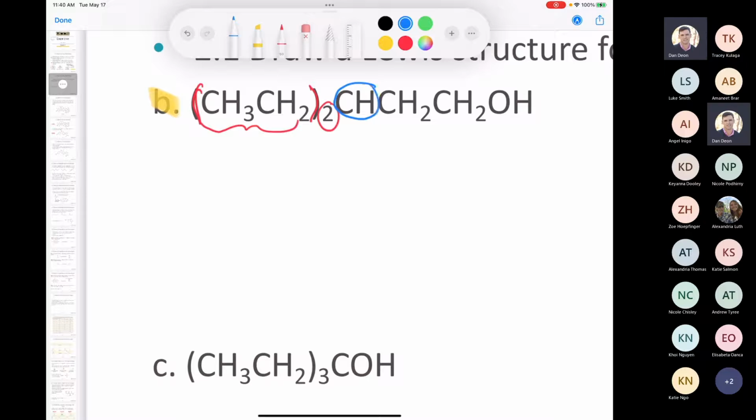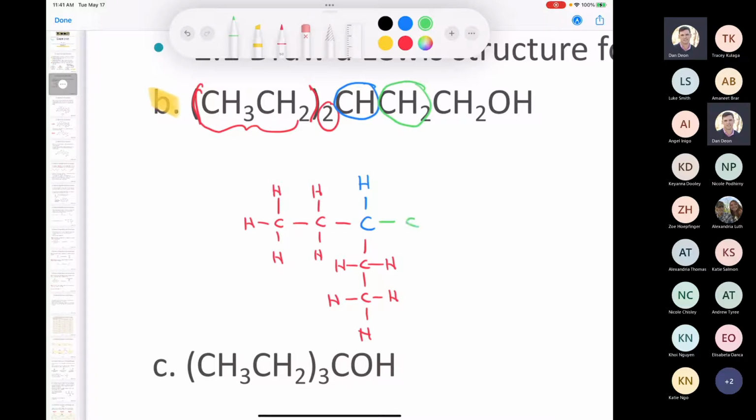So I'm going to start by drawing out the CH. I'll put it like this, okay? And then I'm going to attach two CH3CH2s to it. So we'll put a CH2 and a CH3. Then I'll do another one, a CH2 and a CH3, like that. Then I have another CH2, so I'll put that over here, and I'm going to show every bond because I'm drawing a Lewis structure. Then I have another CH2, put that one over here, and then I have an OH.